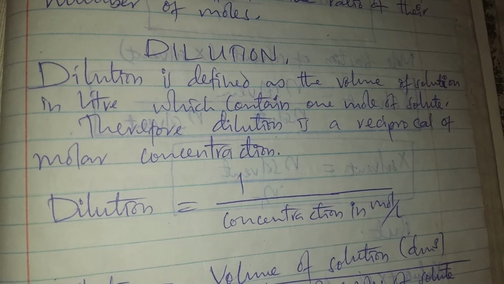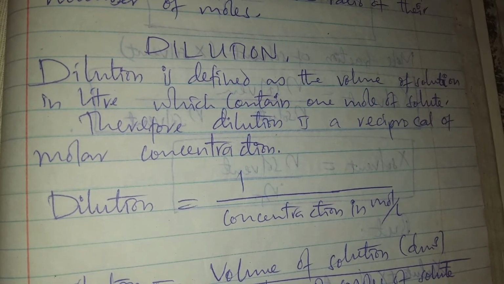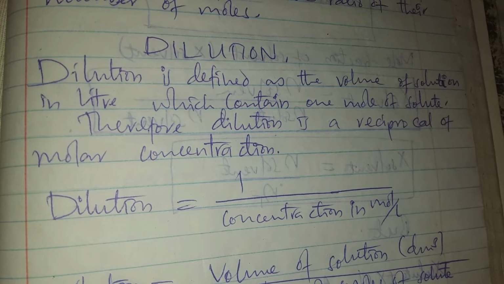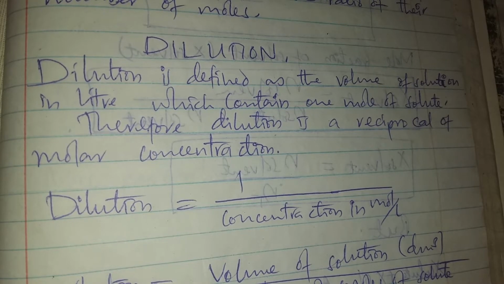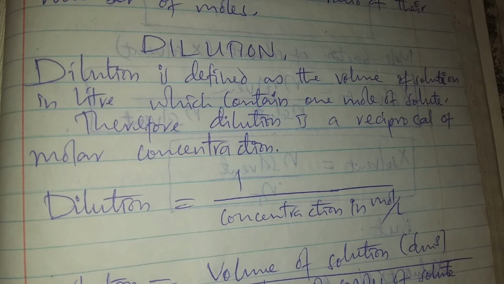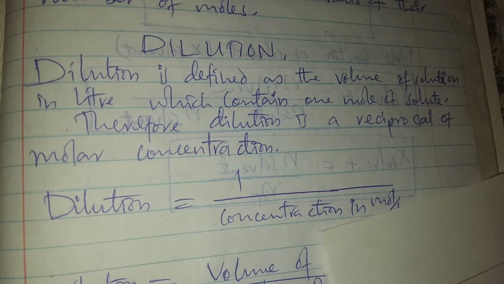Now today we are going to discuss the concept of dilution and dilution law. So first, dilution is defined as the volume of solution in liter which contains 1 mole of solute. Therefore, dilution is a reciprocal of molar concentration.